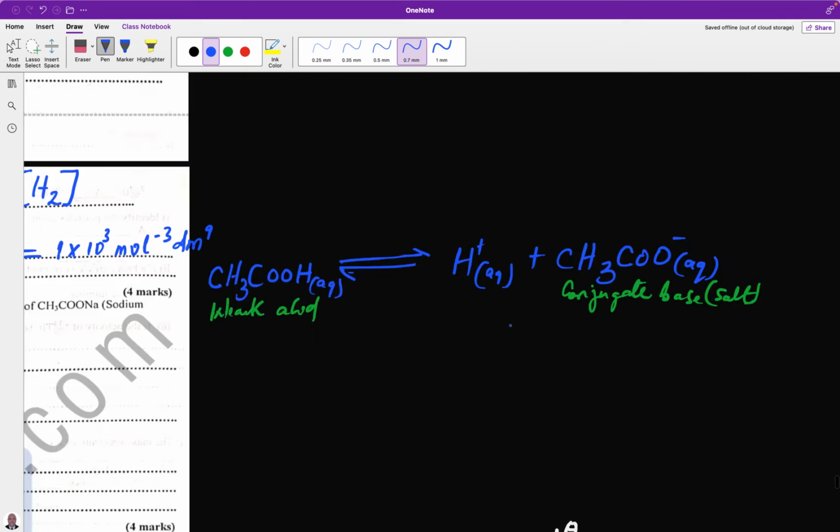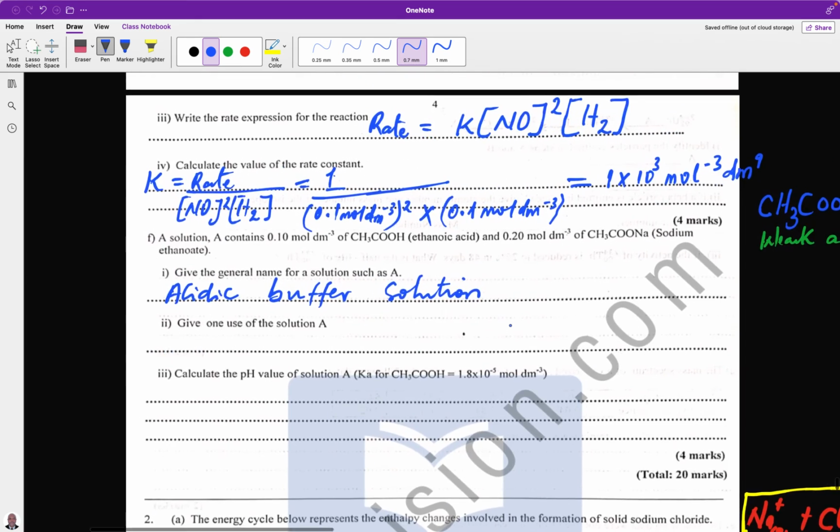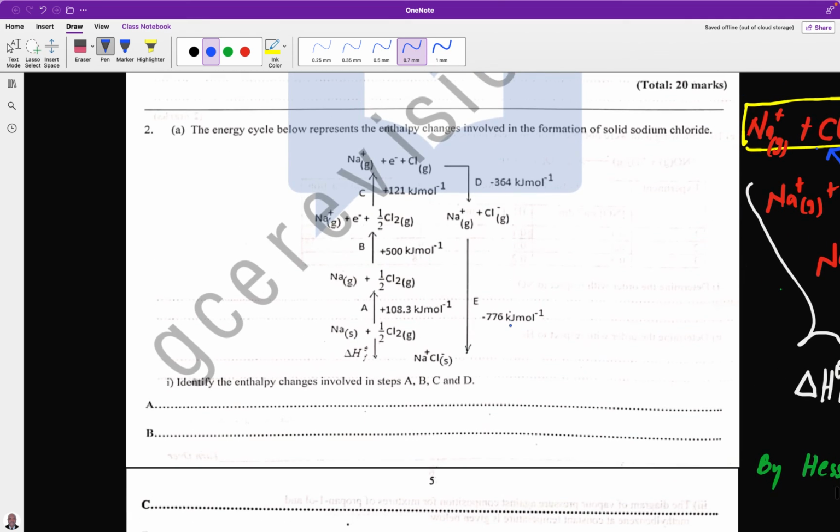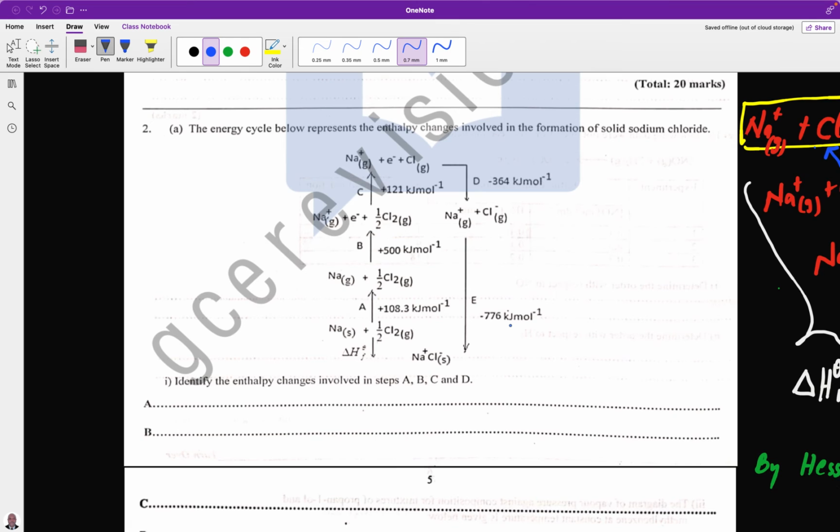Okay. It takes us to question number 2. Question number 2 has a lot of calculation in it. Question number 2 has to do with the energy cycle, the Born-Haber cycle that is there.